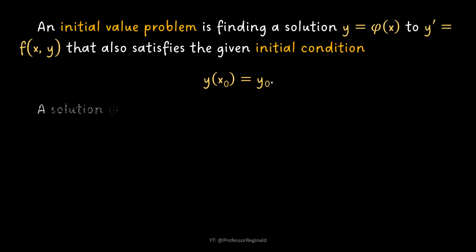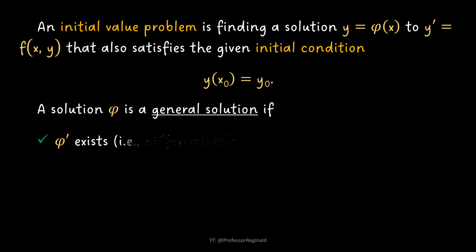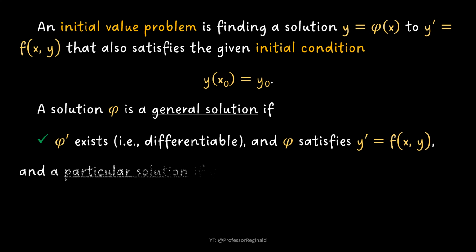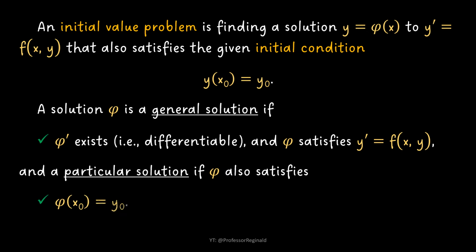A solution is a general solution if its first-order derivative exists, and it satisfies the differential equation. Meanwhile, a solution is a particular solution if, aside from the previous two conditions, it also satisfies the given initial condition. That is, the value of the solution at the given value of the independent variable is equal to the given value of the dependent variable.